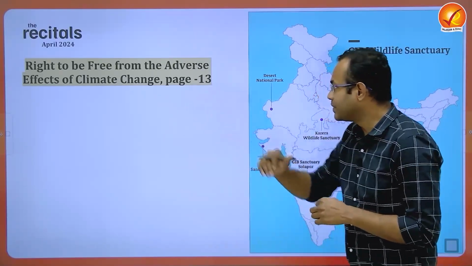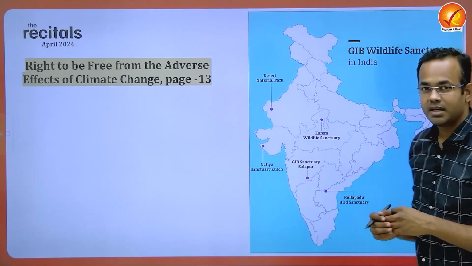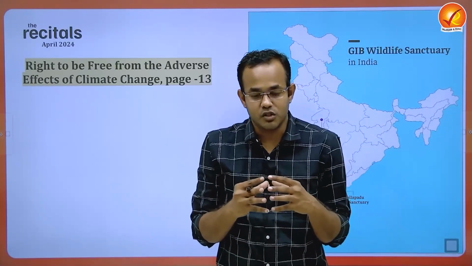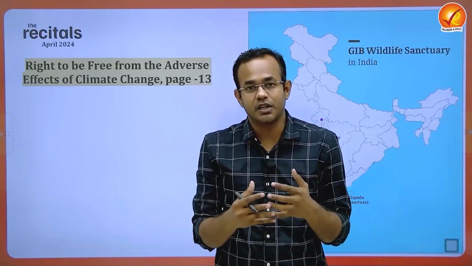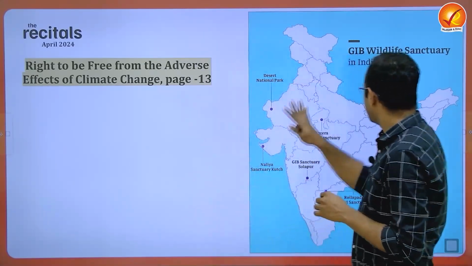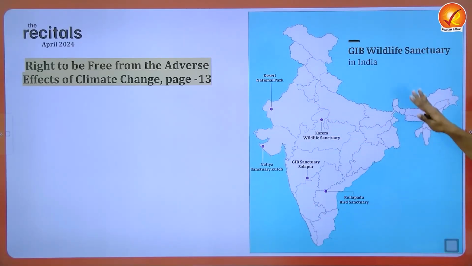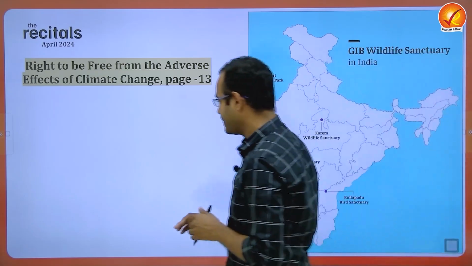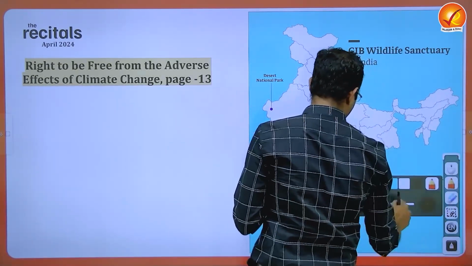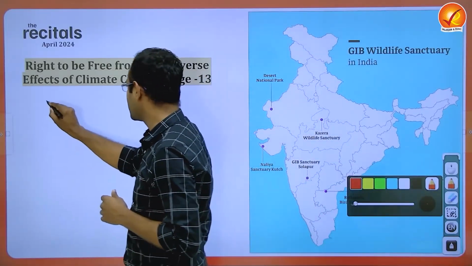We'll start with respect to the right to be free from the adverse effects of climate change. In brief, this discussed the Supreme Court verdict specific to the Great Indian Bustards and the solar parks, right? With respect to the Great Indian Bustard wildlife sanctuaries, we do have a certain number of such sanctuaries in various states in the country. Before starting with the pictures, we'll start with the Great Indian Bustard, and then we'll go by framework, starting from the fundamentals and moving on.